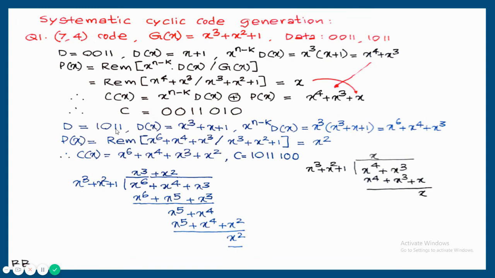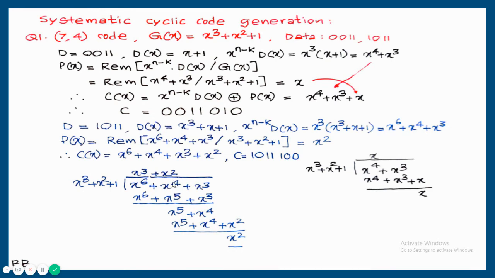Second example, d is equal to 1, 0, 1, 1. Converted into polynomial, x cube plus x plus 1, that is multiplied with x raised to n minus k, that is x cube into x cube plus x plus 1. So the product is x raised to 6 plus x raised to 4 plus x cube. Now for calculating the parity polynomial, the remainder of x raised to 6 plus x raised to 4 plus x cube, that's the product, divided by the given generator polynomial x cube plus x square plus 1.